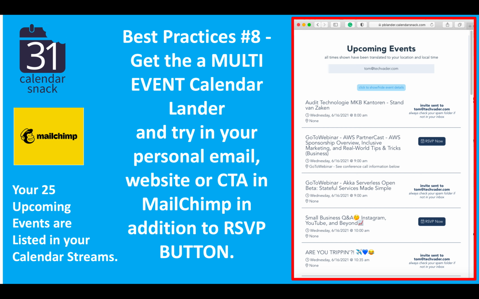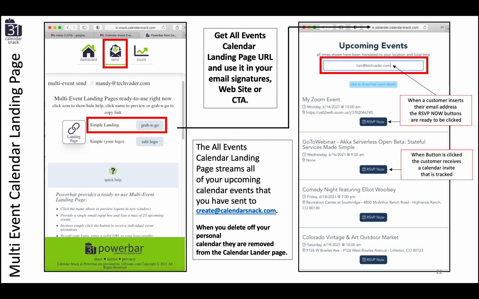You can essentially, anything you send to our calendar service at create@CalendarSnack.com, we stream it, and they're always available in the upcoming next 25. There's nothing for you to do. It's all the automation technology behind it that makes it powerful. So you can see here, you grab the icon itself, the simple landing page grab and go. You express that into a browser, and that refreshes and then streams your upcoming 25 events.